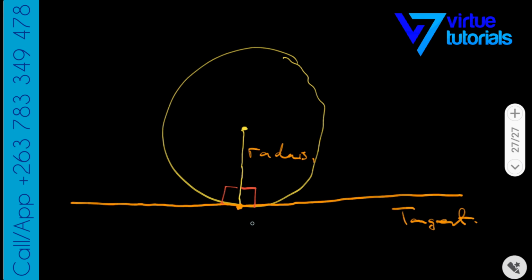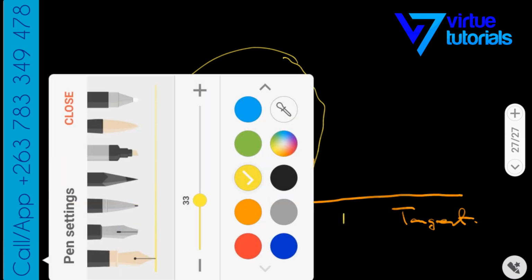So when you are looking at your circle geometry questions, when you come across a tangent, make sure you check if it's meeting with a radius. If it's meeting with a radius, then you understand that the angle between the tangent and the radius is 90 degrees. Let's proceed to our second theorem for the tangents.